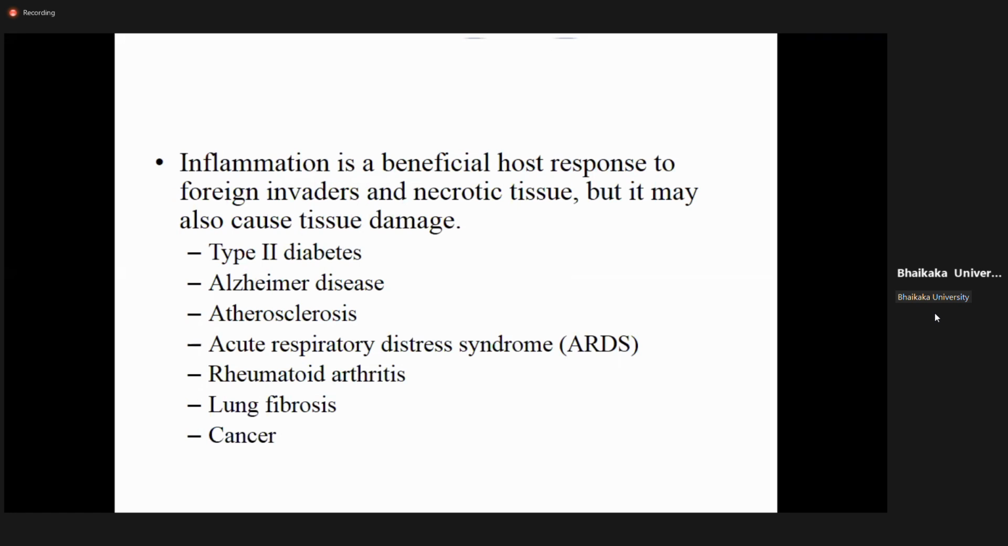There are other conditions where inflammation is a beneficial response to foreign invaders and necrotic tissue, but may cause tissue damage. Examples are type 2 diabetes mellitus, Alzheimer's disease, atherosclerosis, acute respiratory distress syndrome, rheumatoid arthritis, lung fibrosis, and certain types of cancers.